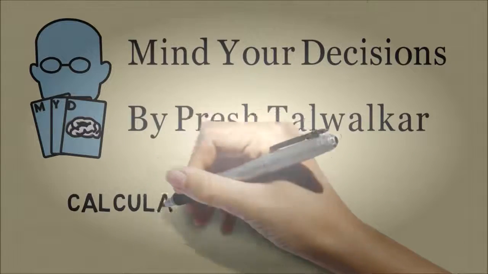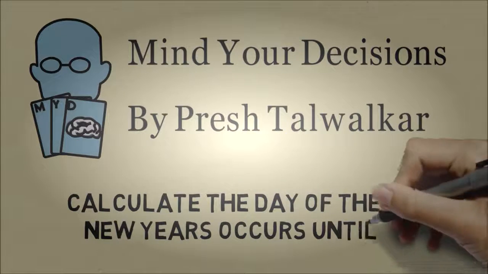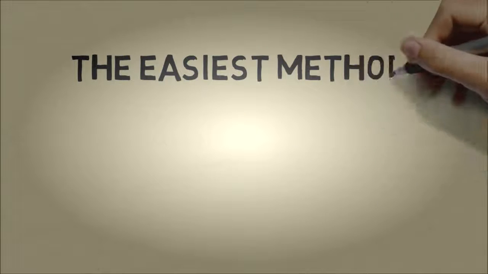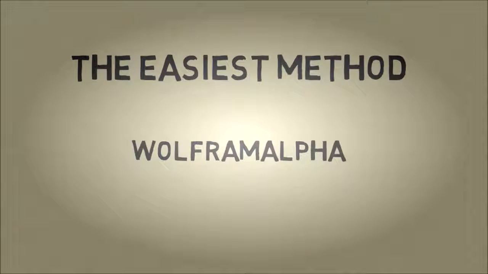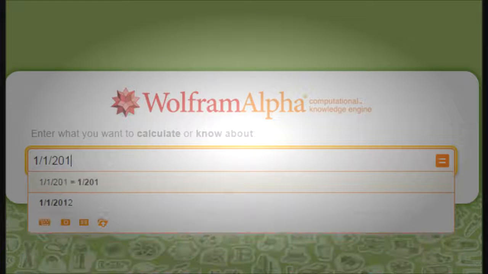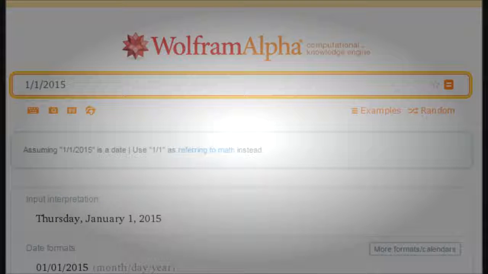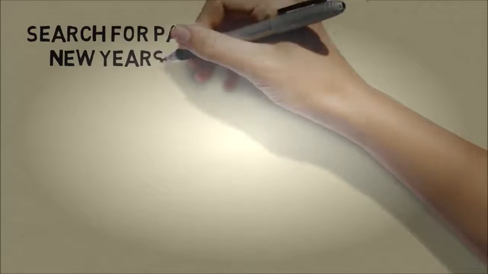In this video, I'm going to teach you how you can calculate the day of the week that New Year's happens until the year 2099. The easiest way to do this is to use a spreadsheet or a website like Wolfram Alpha. Wolfram Alpha is very easy to use. You simply type in the date and it will tell you the day of the week. So 2015, the New Year starts on a Thursday. But how can we do this in our head?